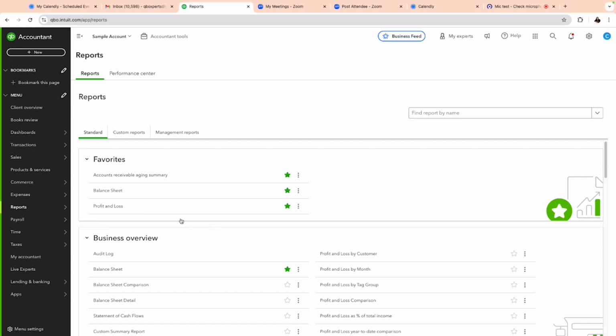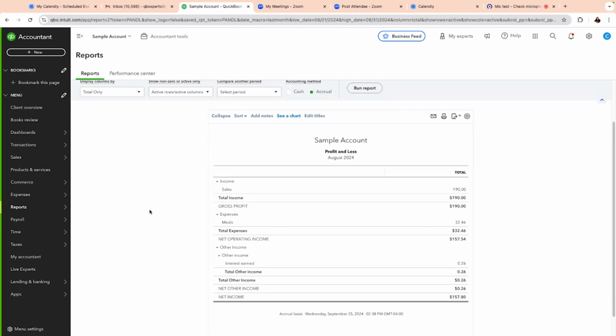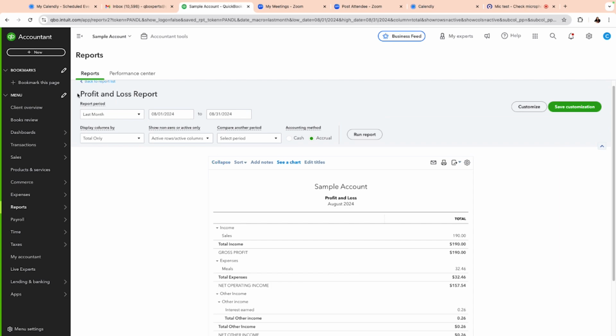So we're going to click on the profit and loss here. To get there, on the left-hand side, you click Reports, and then you're going to have all your reports here. We're going to click on the profit and loss, and this is just a standard profit and loss. I was going to show you for last month. If you need to change it to last year, you can just change it by clicking on the arrow here and click on Run Report.